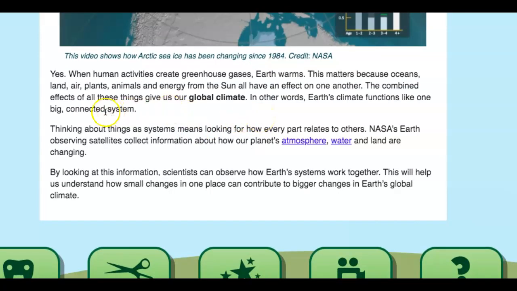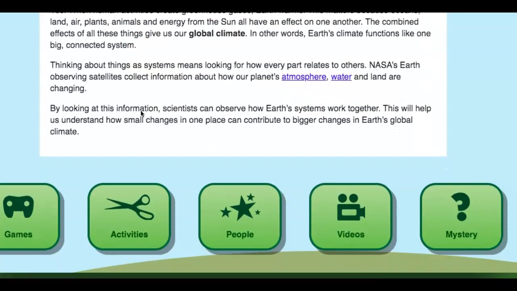This matters because the oceans, land, air, plants, animals, and energy from the sun all have effect on one another. The combined effects of all these things give us our global climate. In other words, Earth's climate functions like one big connected system. Thinking about things as systems means we have to look for how every part relates to each other. It's almost like a machine.